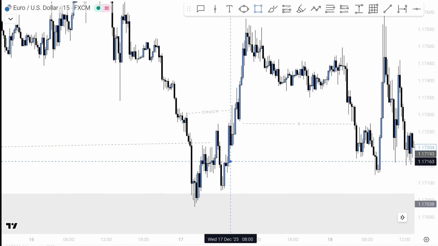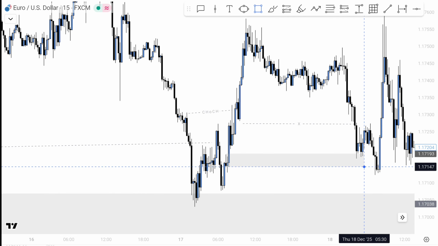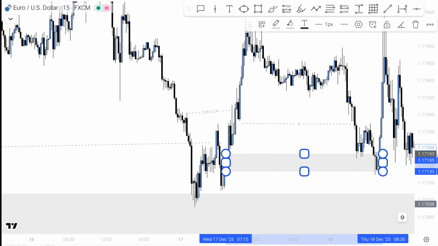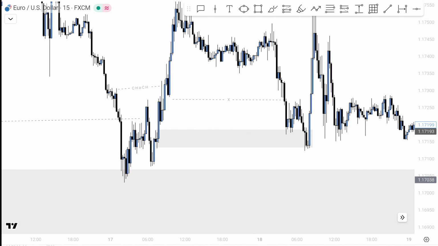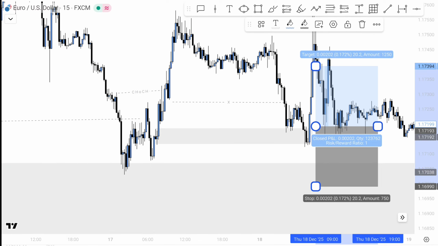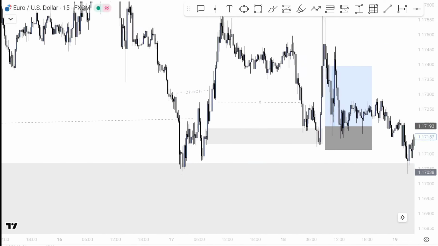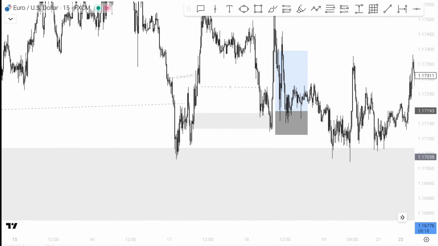And this was the unmitigated order block. If market taps on this point and gives any confirmation, you can look for a buy, and at this point you can buy and put the stop loss just below this point. But at this time, your stop loss gets hit.